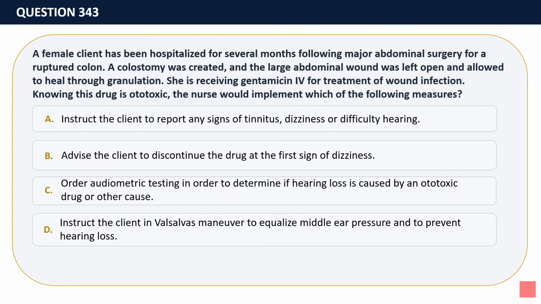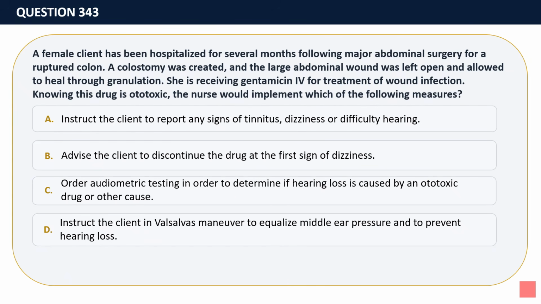Question 343. A female client has been hospitalized for several months following major abdominal surgery for a ruptured colon. A colostomy was created, and the large abdominal wound was left open and allowed to heal through granulation. She is receiving gentamicin for treatment of wound infection. Knowing this drug is ototoxic, the nurse would implement which of the following measures?